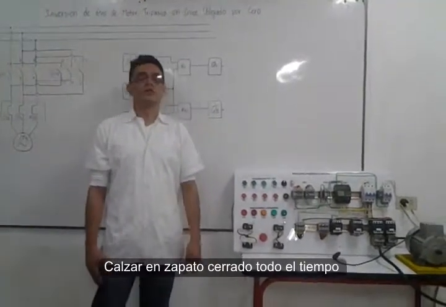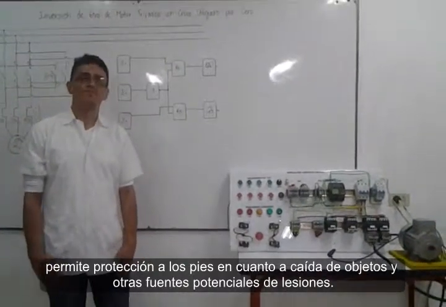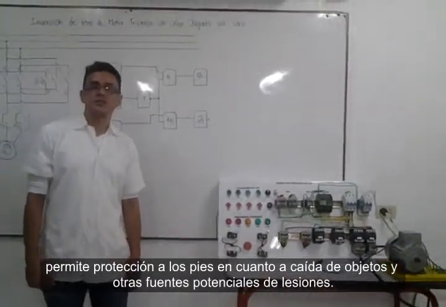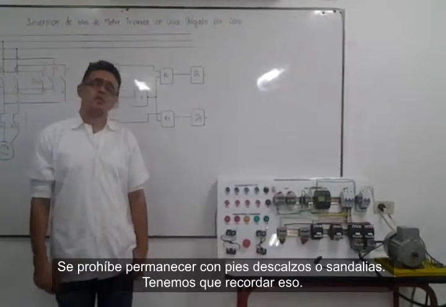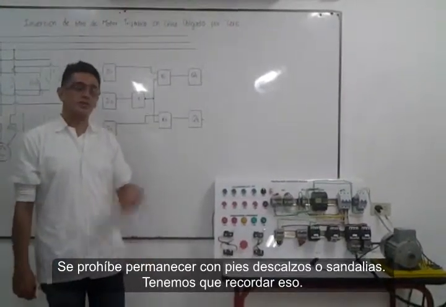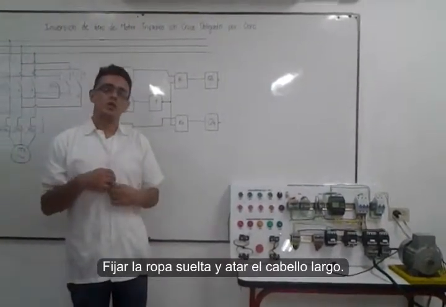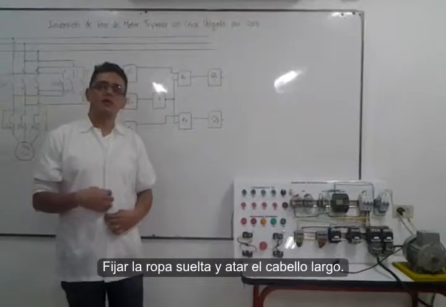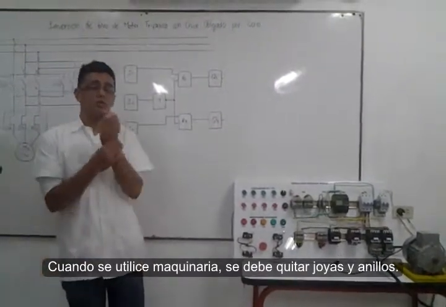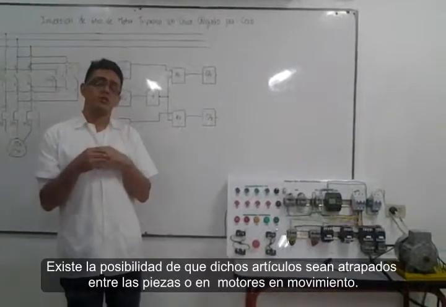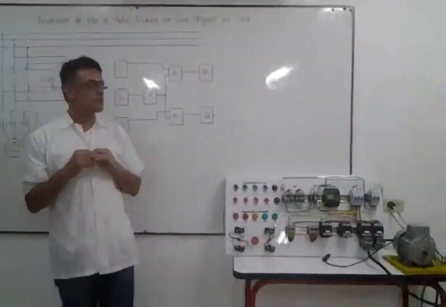Third, clothing must be worn at all times which will afford protection of feet from falling objects and other potential sources of injury. Bare feet, sandals are prohibited. We have to remember that. Fourth, fasten loose clothing and tie long hair. When using machinery, remove jewelry and rings. The possibility exists for such items to be caught in moving parts of motors.